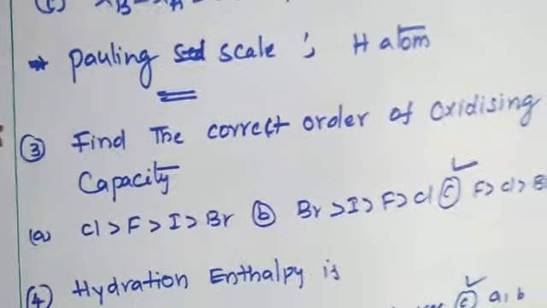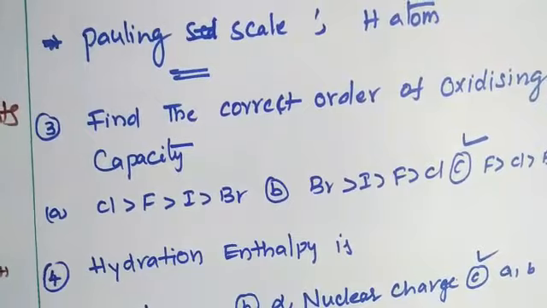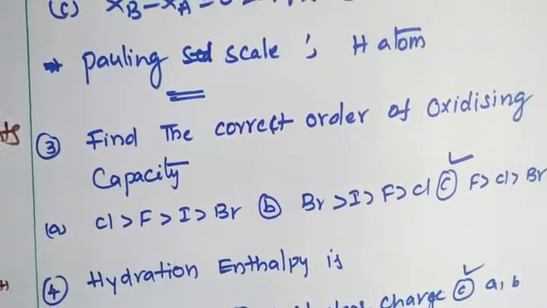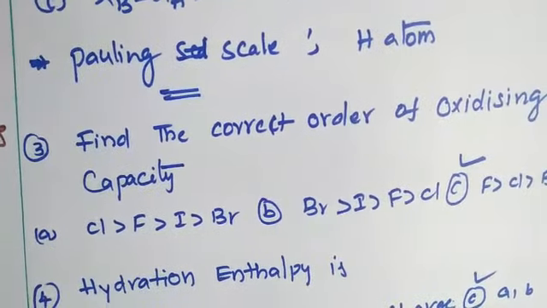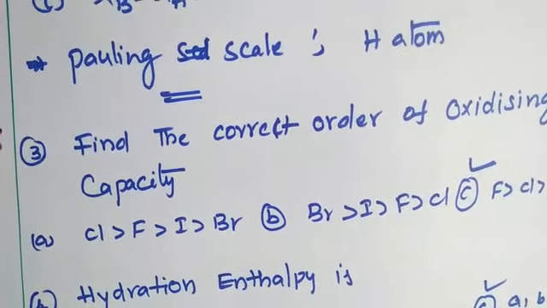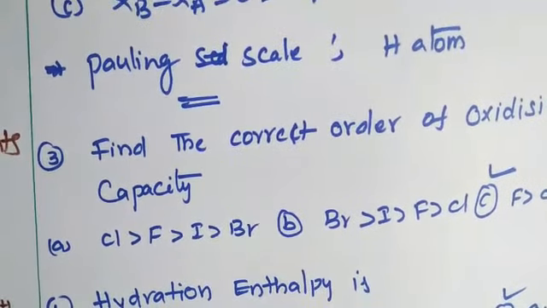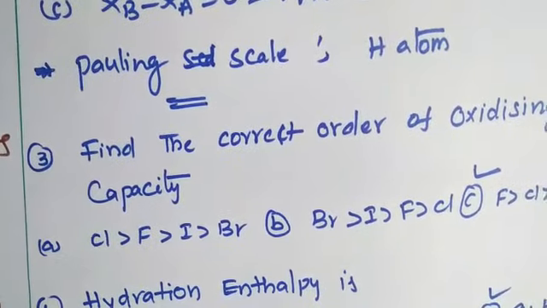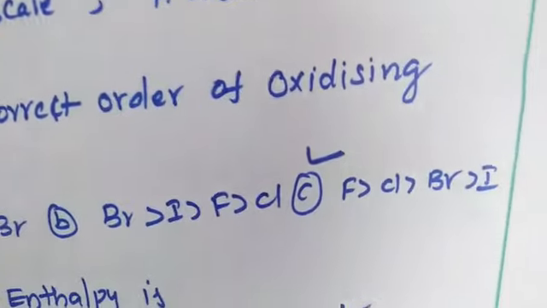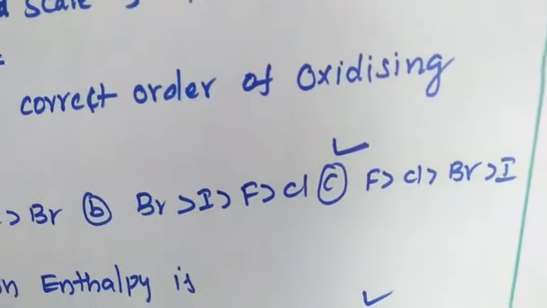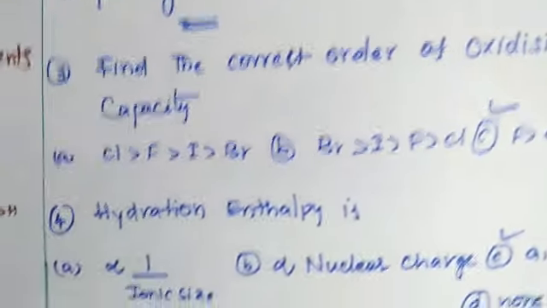Another one. Find the correct order of oxidizing capacity. When the size of the atom increases, the oxidizing capacity always decreases, in the case of halogens. Look here, fluorine is greater than chlorine, is greater than bromine, is greater than iodine. It is the right answer compared with the other options. Next one.